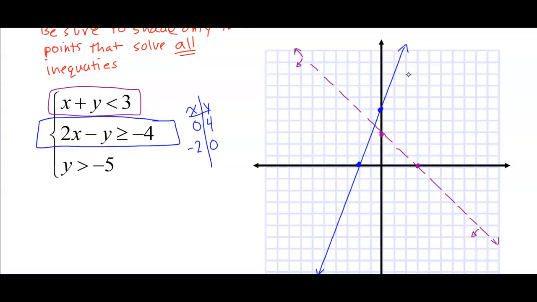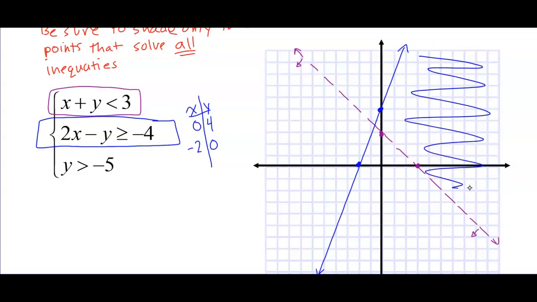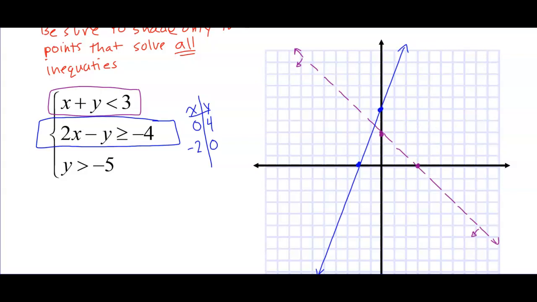And again, I can't shade all of that because a lot of that stuff, like this stuff up here, is on the wrong side of the purple line. So I just write myself a little note for later that from the blue line, I go down and to the right. And then I've got one more inequality to graph here, this one.